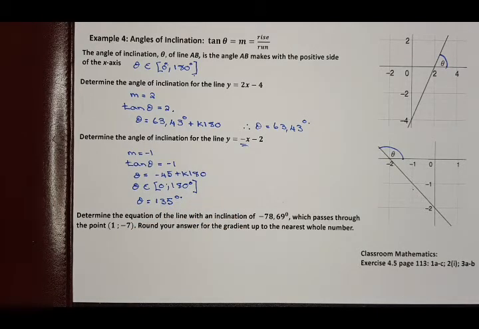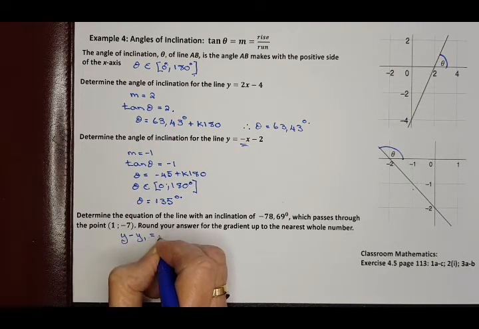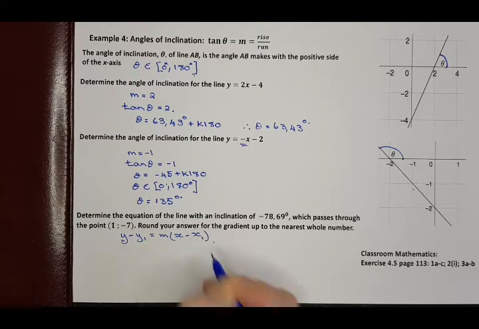The last example here: determine the equation of the line with an inclination of 78,69, which passes through the point (1; minus 7), and I've asked you to round your gradient to the nearest whole number. So we're trying to find the equation of a line. This time around I'm going to use y minus y1 equals m(x minus x1), just to use a different formula to the one I did in the previous video.